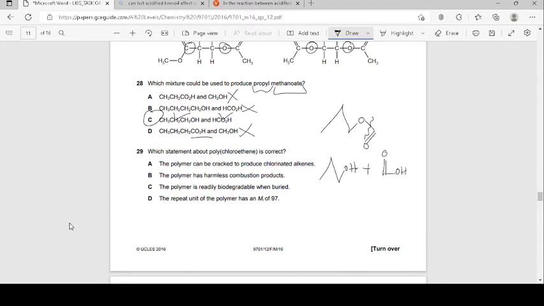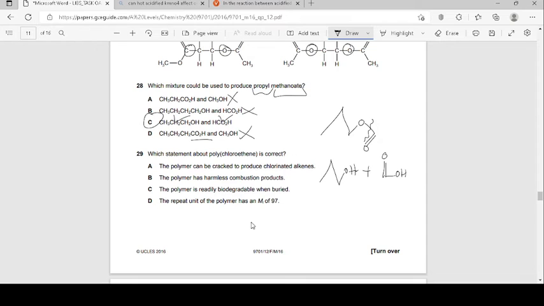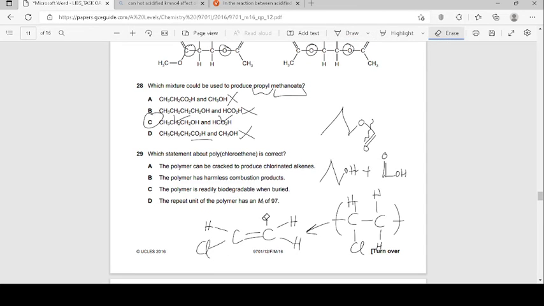Next, which statement about polychloroethene is correct? The polymer can be cracked to produce chlorinated alkene. That is right, because if you think about it, polychloroethene is formed from chloroethene, which is this thing. And so obviously if you crack polychloroethene, which is this compound, then you will get this, right? Or things like that at the very least. So you'll get chlorinated alkenes for sure. And so my answer might be A.